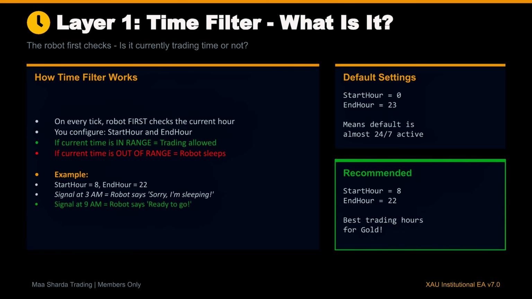Layer 1 is the time filter, checking if it's currently trading time. The robot checks the hour on every tick against your configured start hour and end hour. A trade is only allowed if the current time is in the defined range. For gold, the recommended active hours are 8 to 22.